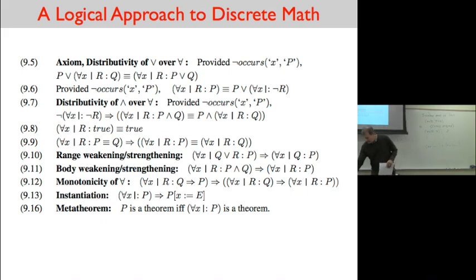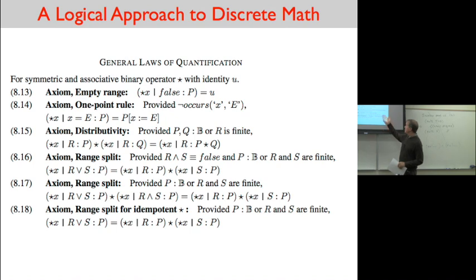Let's take a look at 8.14. 8.14 is the only previous axiom or theorem that we have that has this textual substitution in it. So you know you're going to have to use 8.14. The problem is 8.14 has this proviso.